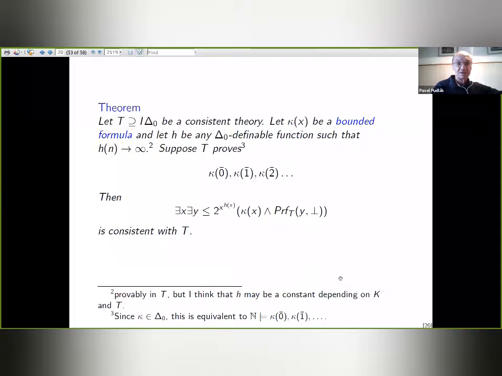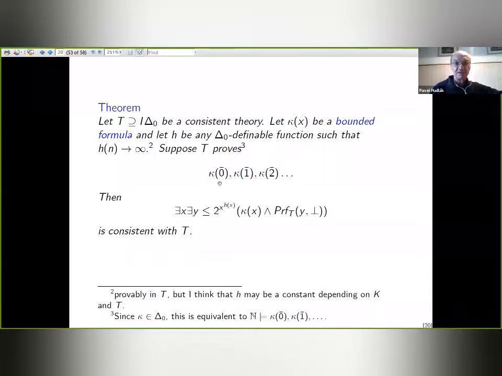And here is a theorem that one can prove. So assume that T is sufficiently strong in the sense that it contains psi delta zero and is consistent. Let kappa be a bounded formula, and let H be any delta zero definable function that goes to infinity provably in T. I believe that the theorem actually can be stated in a stronger form where this is not a function, but a constant depending on T. But one would have to check it. So let's just assume that it's a function going to infinity.